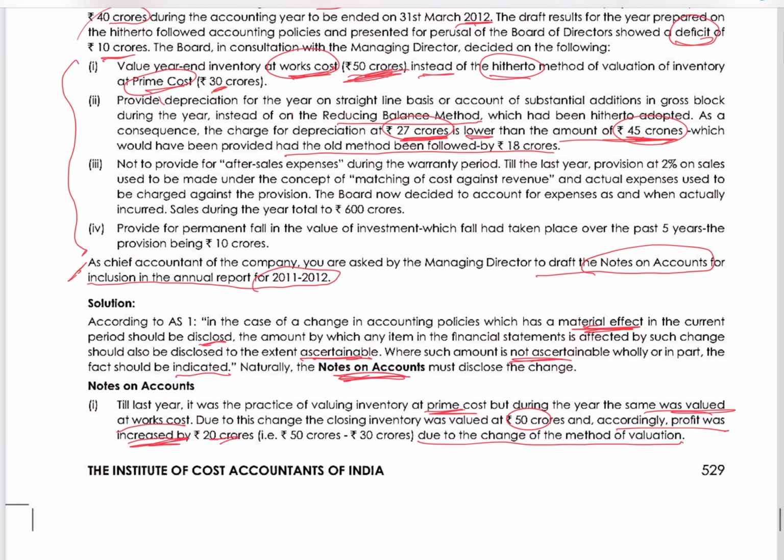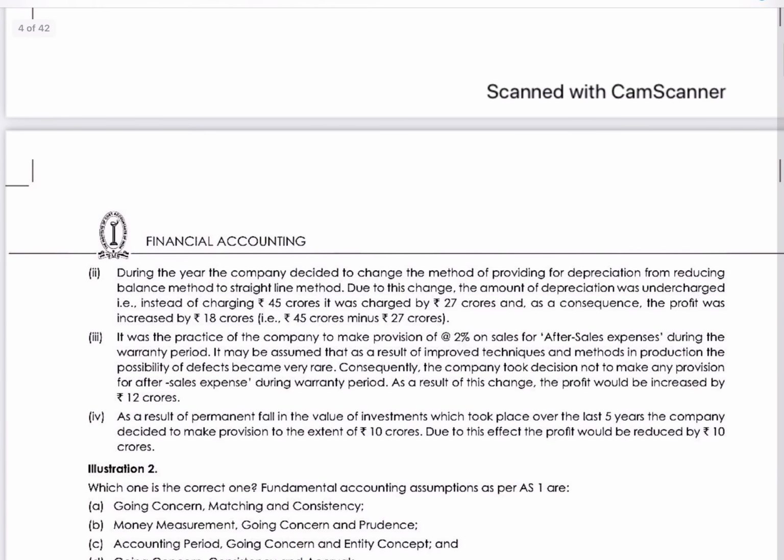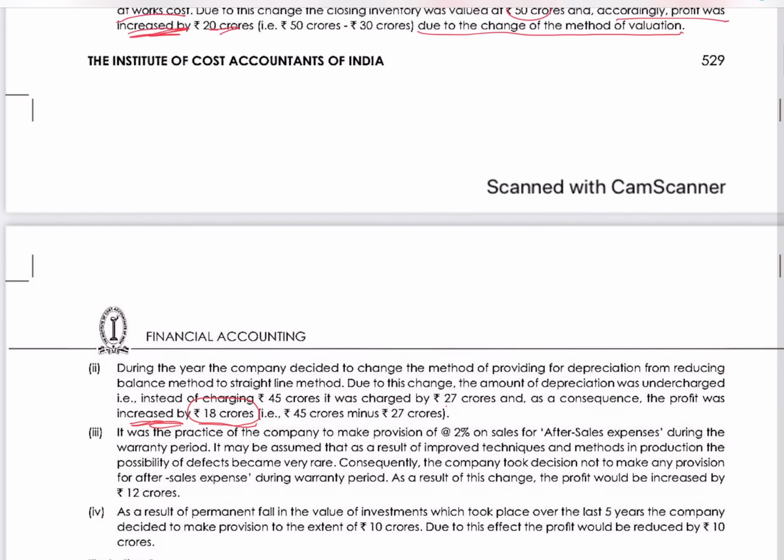So, what has happened? We have charged less depreciation, so profits got inflated. What is the difference? 18 crores. So, we are saying that the change in depreciation has made the amount of expenses we are showing become less, and because of that, our profits have been inflated, increased by 18 crores.